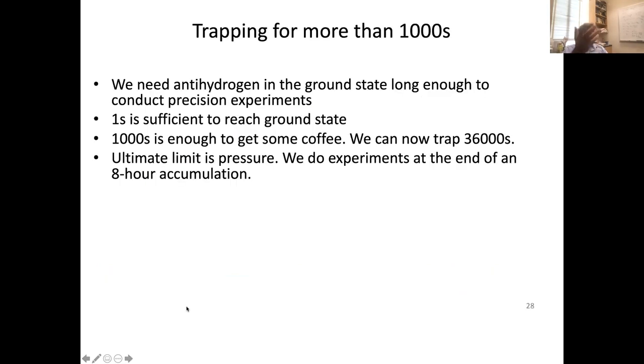Okay, so we need to take antihydrogen. We need to study it. It needs to be around for a while. We actually make it in an excited state. Atoms have excited states and then they radiate, they give off light, and they go to their ground state. One second is enough for that.